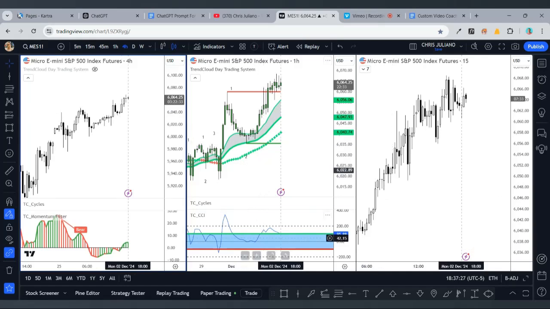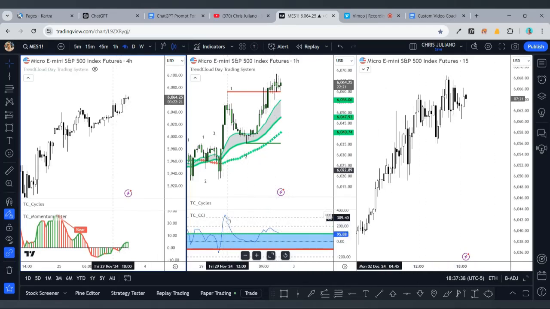The second piece of the puzzle is to make sure that your CCI indicator is remaining above positive 100. So do you see how we broke above the green line here? And it never broke back below the red line. It has maintained its strength. So even though the CCI comes into this blue shaded area, that's okay. It has to break above positive 100 and remain above the red line here. Okay, once you cross back below the red line, all bets are off.